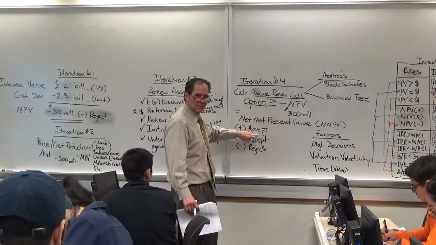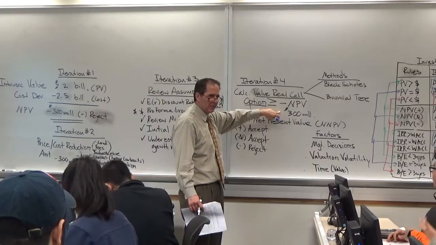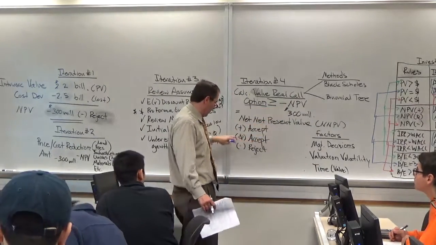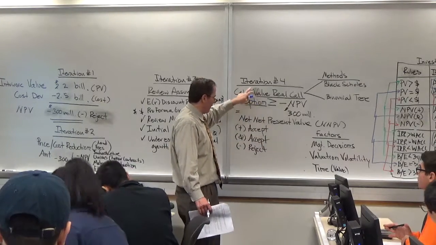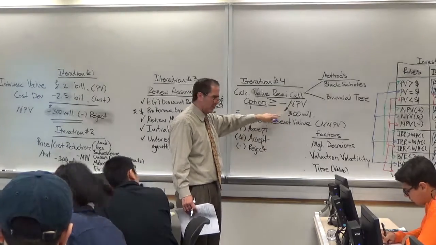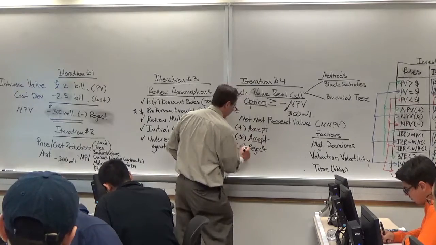Positive, and you accept. And if the value of the real call option is equal to the negative net present value, then your net net present value is what? Absolutely zero, and you accept it. And if the value of the real call option is less than the negative net present value, then your net net present value is what? Negative, and you reject. Got it.